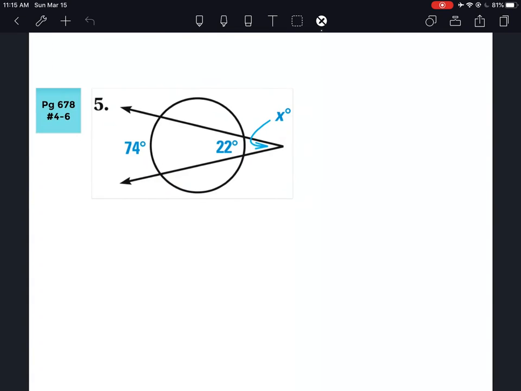For the next one, we have a different relationship. If you look at this line, we have that this is a secant. And in the same color, I'm going to trace the other one because it also happens to be a secant.